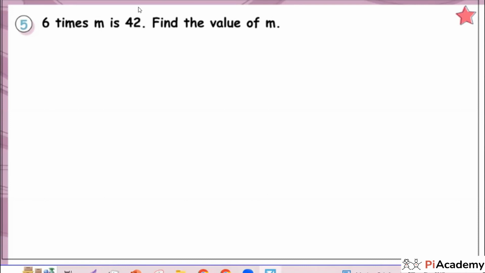Let's do this. And what are they talking about? They are talking about 6 times m. So that's very clear. 6 times m is 42. So this is very easy. Nothing to worry. Instead of this, you can write 6m equals 42. And directly you can divide by 6 on both sides. So you are going to get clearly m equals 7, right?